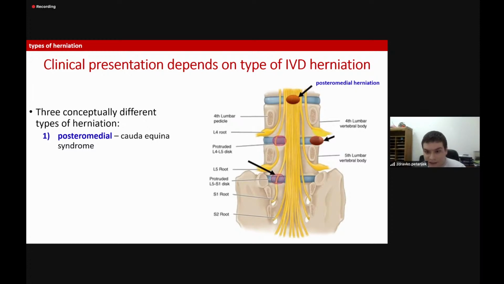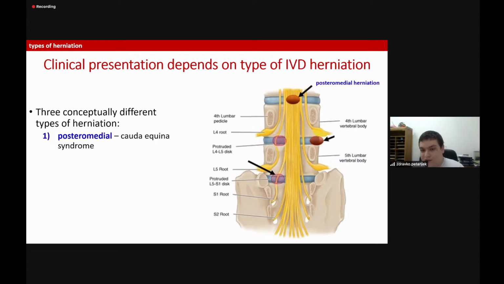If this occurs in the lumbar or sacral spine, such a herniation will affect the entire cauda equina. This is the part of all the spinal roots which descend through the vertebral canal. So all the lumbar and sacral spinal roots that descend through the vertebral canal. So this is a consequence of posteromedial herniation.